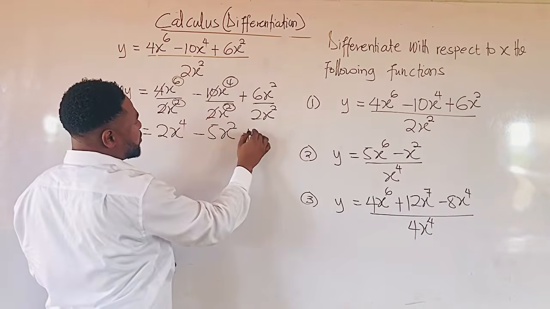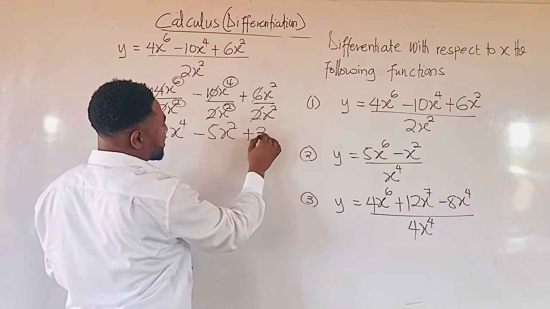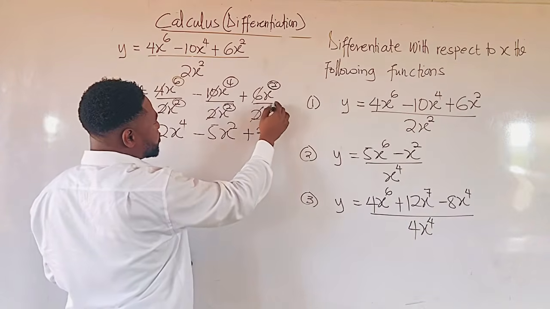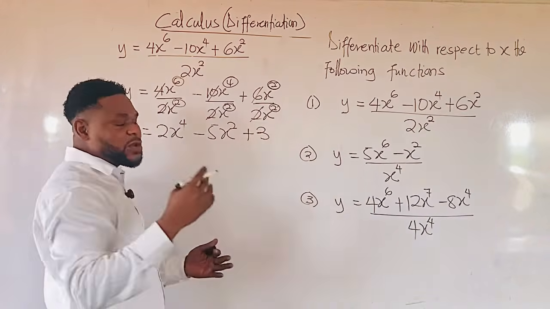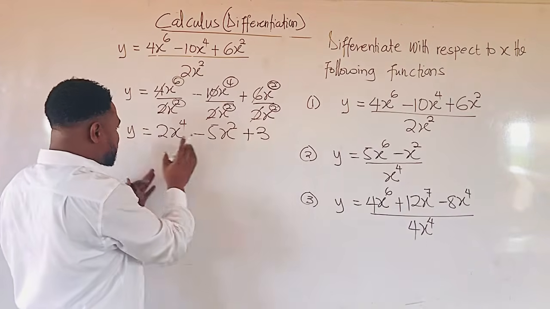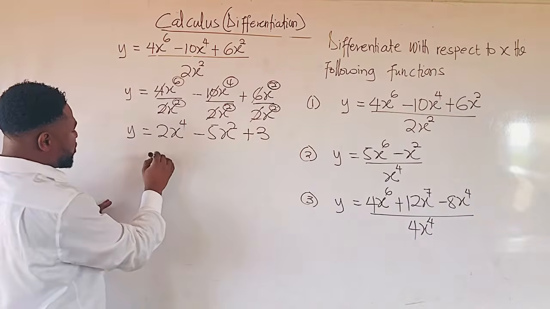All right, plus 6 divided by 2 will give us 3, and we are going to have 2 minus 2, which will be 0, and any number raised to the power 0 is 1. 1 times 3 will give us 3. So this is what we can get for the simplification. At this level, we differentiate.